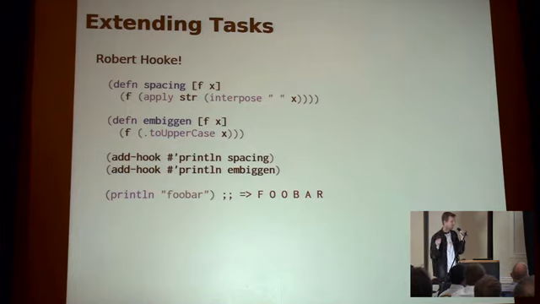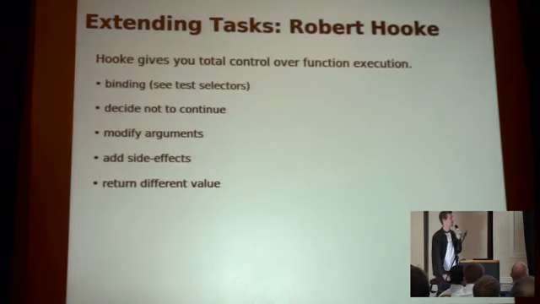It kind of steals some of the stuff from, if you're familiar with the clojure.test fixtures mechanism, it's very similar to that. But you see there, you call println, the string is foobar, it gets passed through spacing, it gets the spaces interposed, and then in embiggen it gets uppercased, and then bam, it comes out as F O O B A R. So you can do all kinds of things with Robert Hooke. A common thing to do is to set up your own bindings. Test selectors are implemented this way.